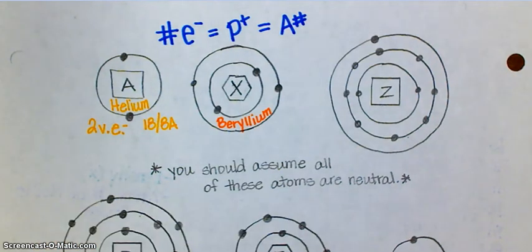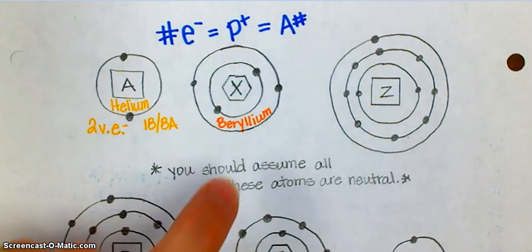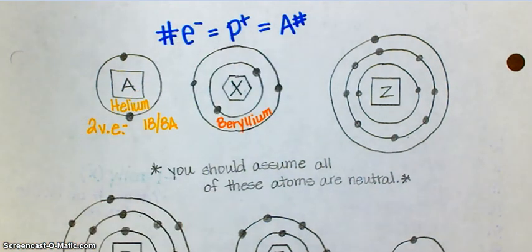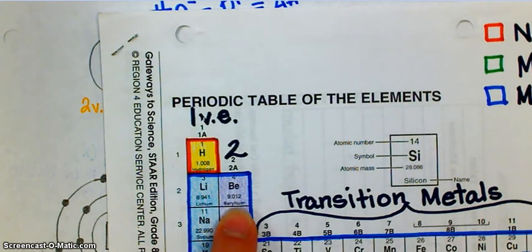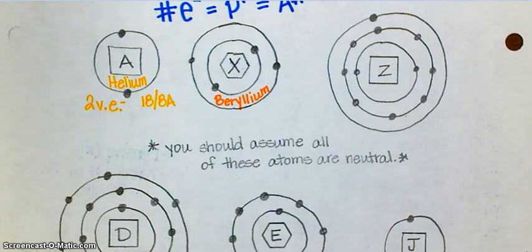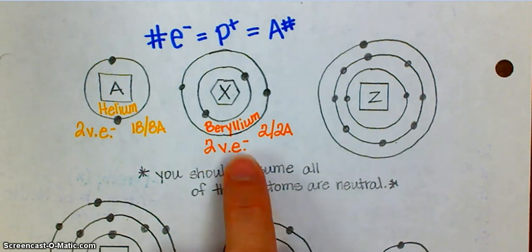Now we need to figure out how many valence electrons beryllium has. Remember, valence electrons are only the electrons in the outermost energy level. And beryllium has 2 electrons in the outermost energy level, so it's got 2 valence electrons. Also, I need to know where beryllium is. Beryllium is right here. It's in column 2, otherwise known as column 2A. All right, so that does it for beryllium.